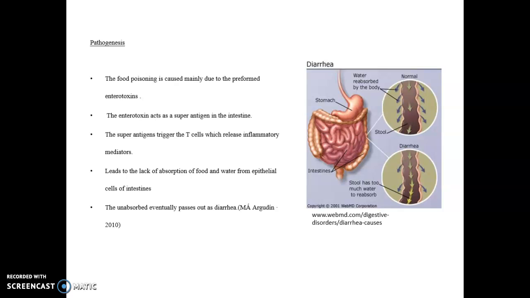These cytokines lead to the lack of absorption of the food and water from the epithelial cells. As they get deposited on the epithelial cells, they block the absorption of water and food. So due to this lack of absorption of food and water, the food eventually passes out of the intestine as diarrhea, which is the unabsorbed food and water.